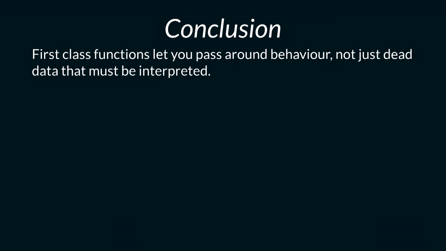So in summary, first-class functions bring us tremendous expressive power. They let you pass around behavior, not just dead data to be interpreted. Now, first-class functions aren't new or novel. Many older languages have offered them, even C. In fact, it was only somewhere along the lines of removing pointers from object-oriented languages that somehow we lost this ability. And really, if you're a JavaScript programmer, you've probably sat there in the audience wondering what I'm talking about for the last 15 minutes. This is like second nature to you.